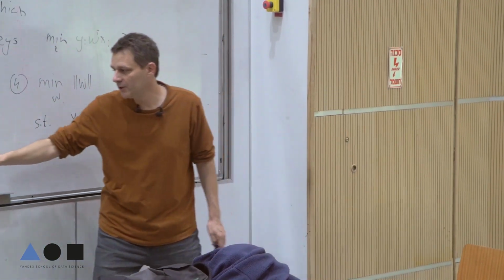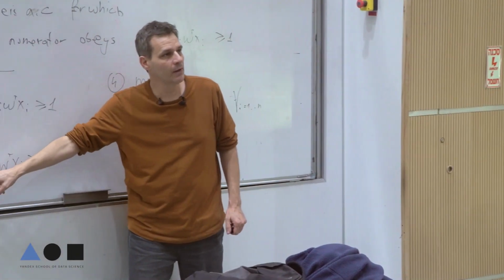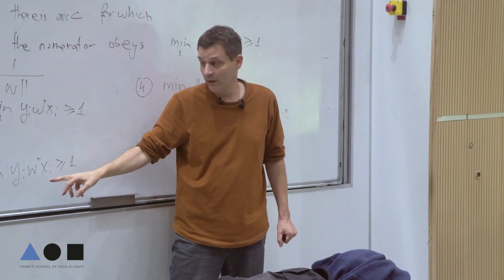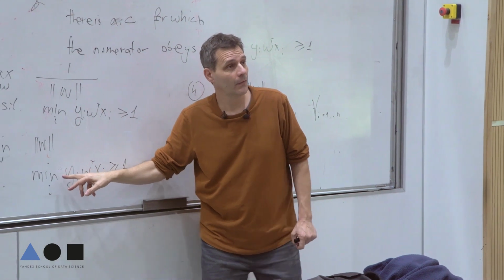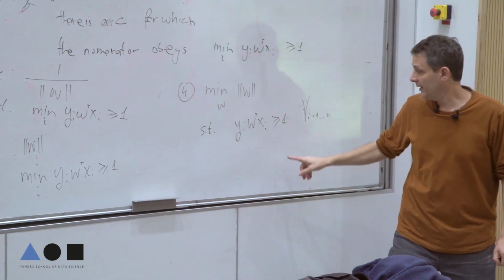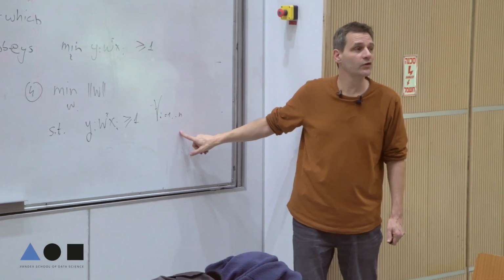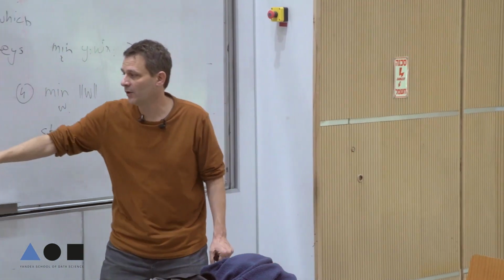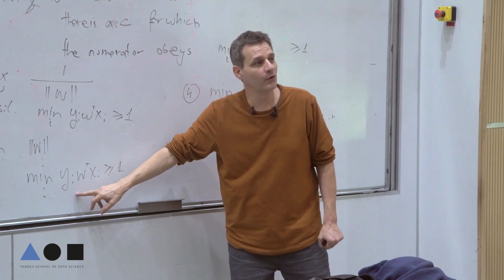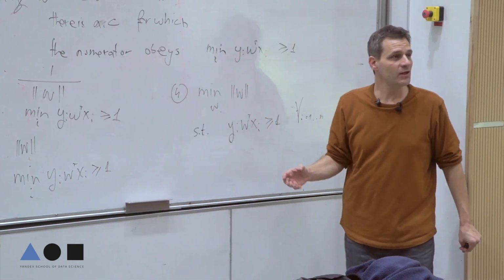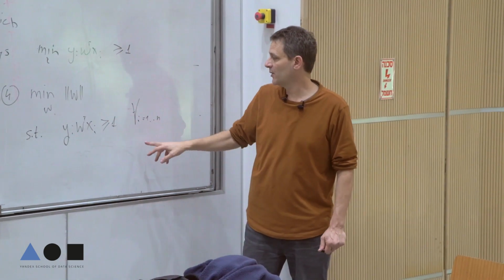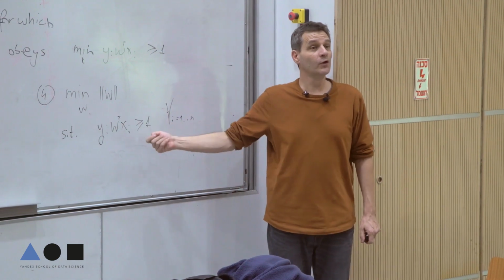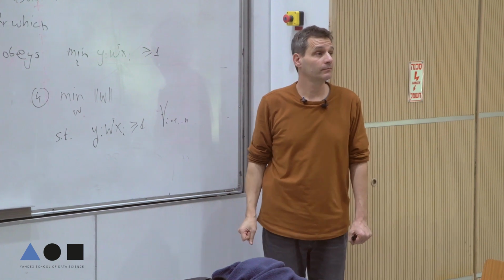But note that here, in the constraint, you have this minimum. And you have one constraint with a minimum function, a minimum operator. And here you have n different constraints. So we moved from an optimization problem where you optimize under one constraint to an optimization problem where you optimize under many linear constraints. And the number of constraints is the number of your data points.